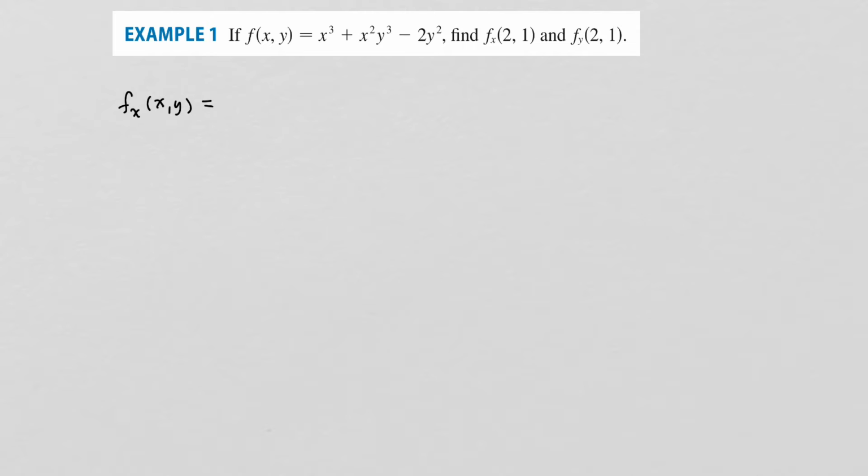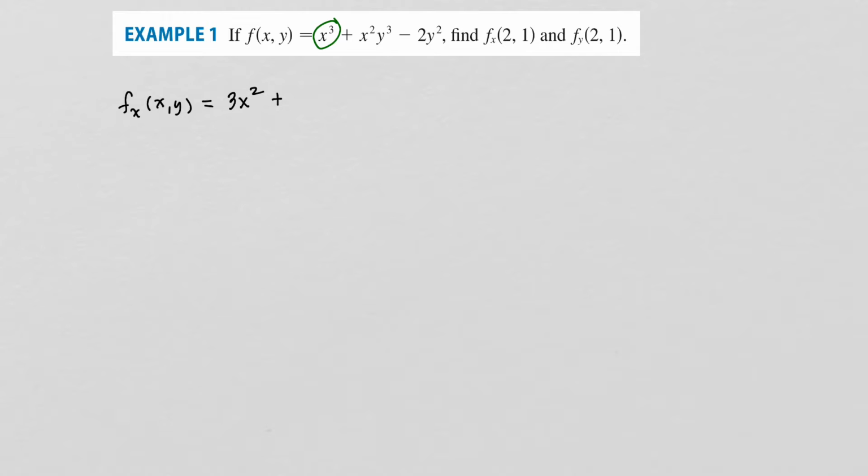So this is the partial derivative with respect to x. So the way we do this is pretty simple. We're going to differentiate term by term. When I see the variable x, I just take a normal derivative. So the derivative of x cubed with respect to x is 3x squared.